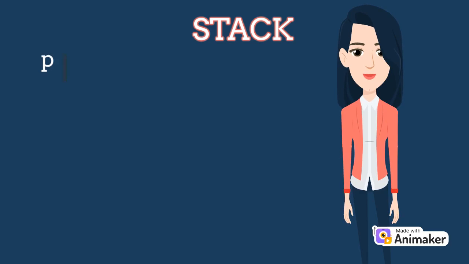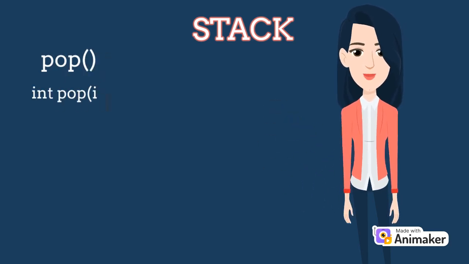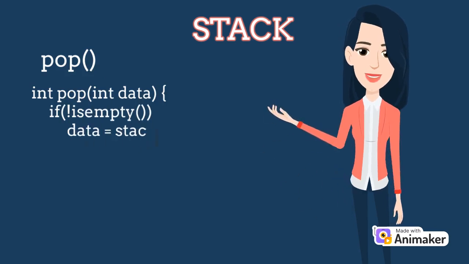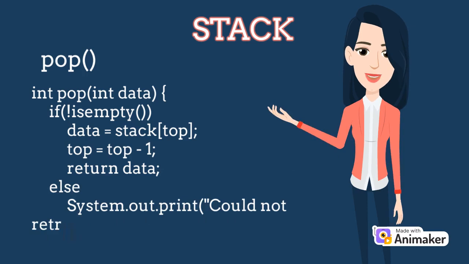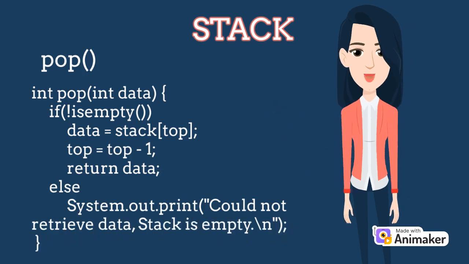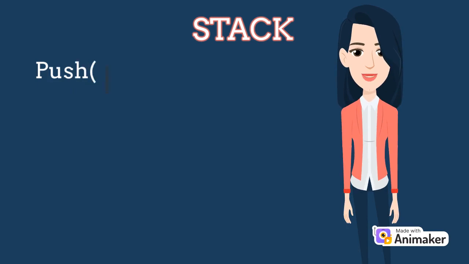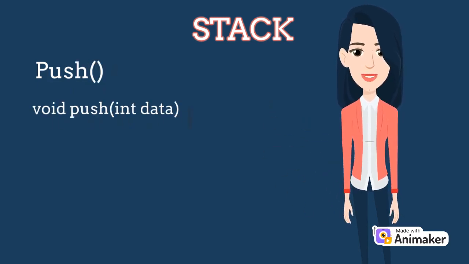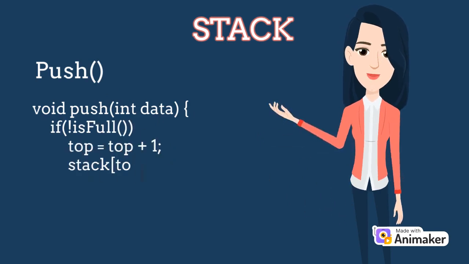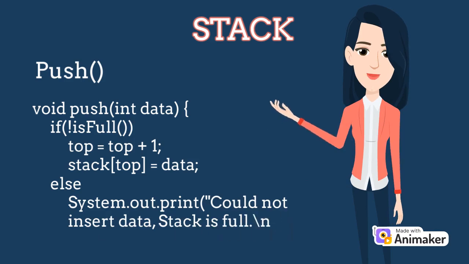Now let's see the implementation of the pop method in Java. First the stack is checked if it is not empty, and then the top value of the stack is removed and stored in a variable, and the value of the top variable is decremented by 1. Now let's see the implementation of the push method in Java. Here the stack is first checked if it is full, else the top variable value is incremented by 1 and the new value is added in the array of the stack.